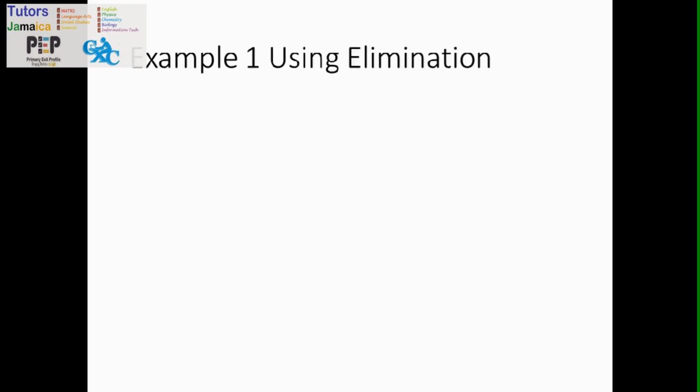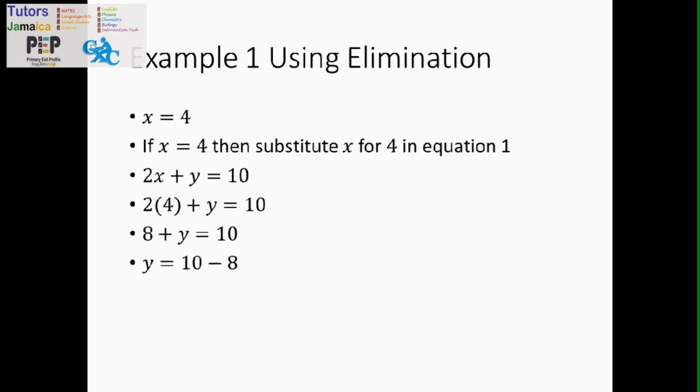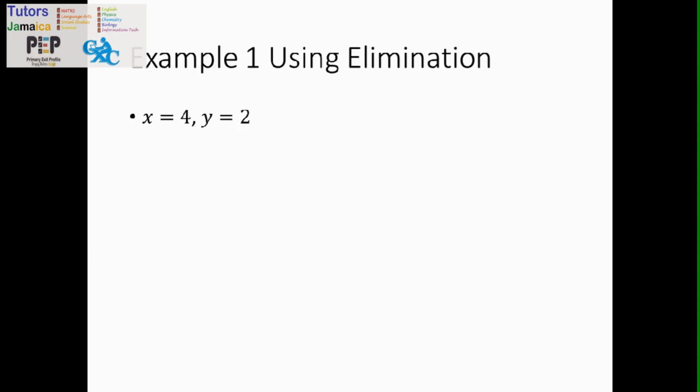So once we know x is equal to 4, we substitute 4 for x in equation 1. So 2x plus y equals 10. So 2 times 4 plus y equals 10. So 8 plus y equals 10. So y is equal to 10 minus 8. So y is equal to 2. And of course, we now know that x is equal to 4 and y is equal to 2.